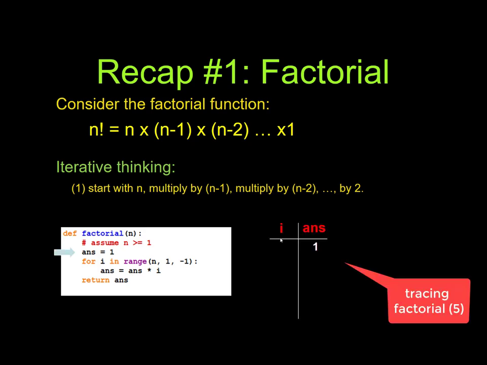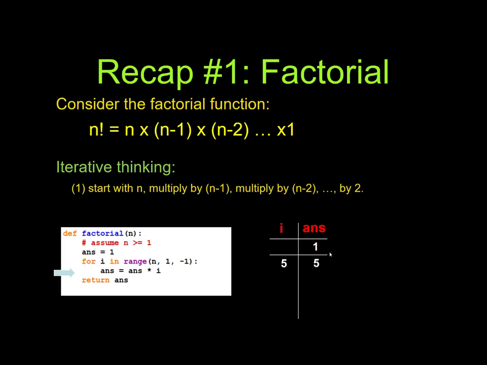We can do the tracing here again. I is nothing at the moment and answer is 1 with this first statement. Next we go to the loop. I is initialized with n. For our example of factorial 5, n is 5. So I starts with 5 and the answer is 1 times 5 to give you 5.